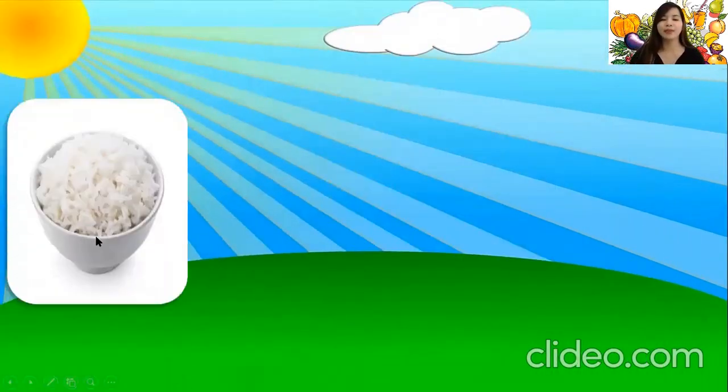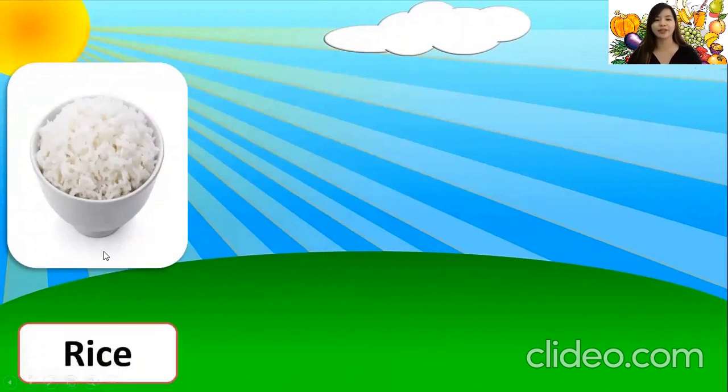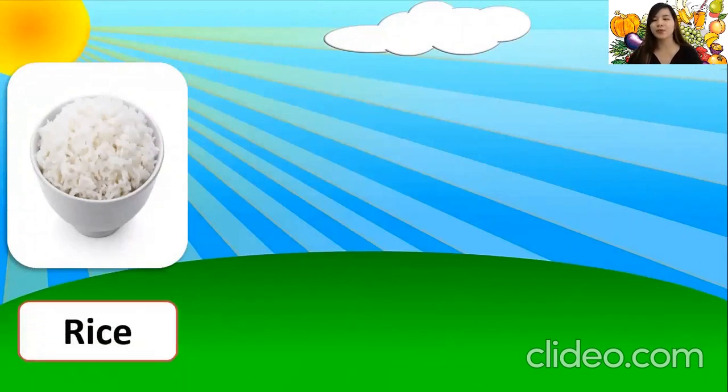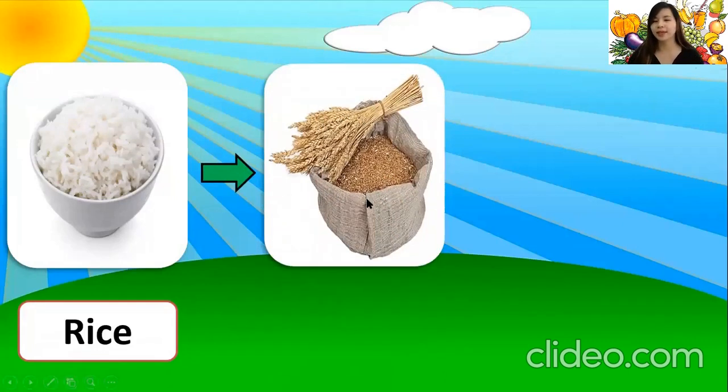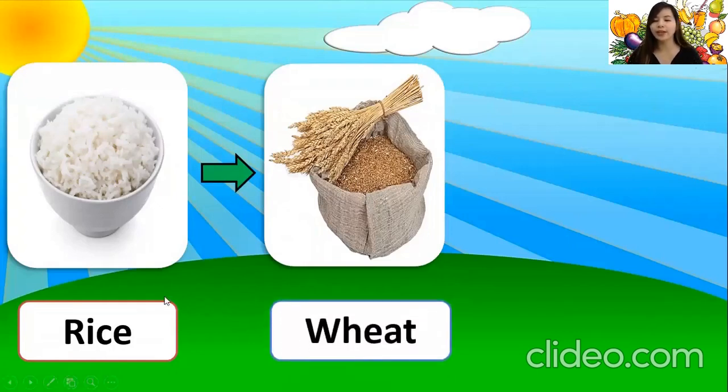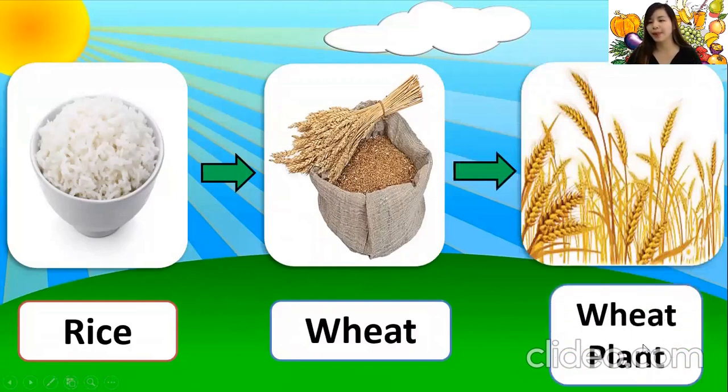Next one, we have here rice. Very good. This one is rice, and rice is the food that we are always eating every day. So where does rice come from? It comes from wheat grains. These are grains. But where do the wheat grains come from? They come from the wheat plant. Again, this is rice, and rice comes from wheat grains, and wheat grains come from the wheat plant.